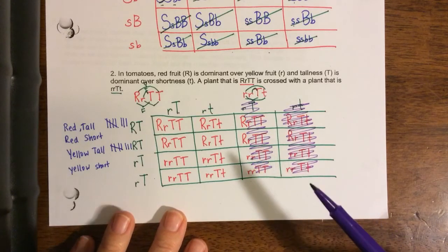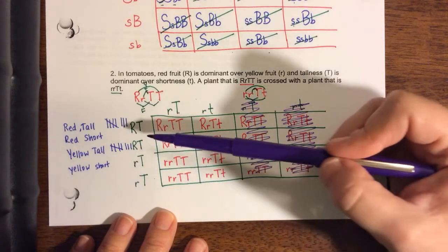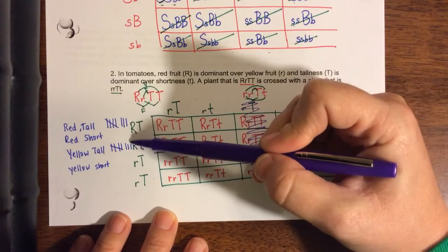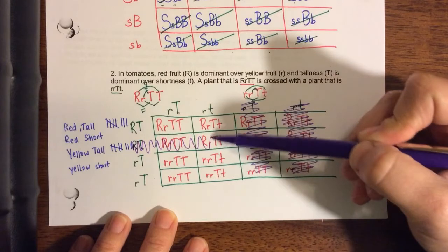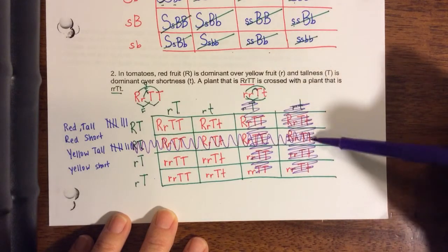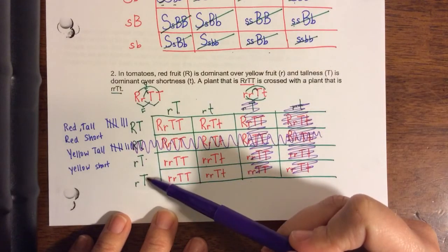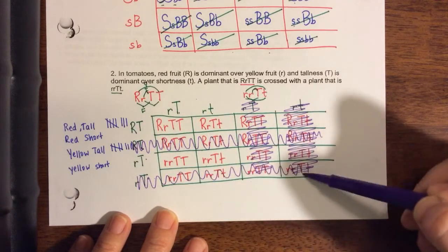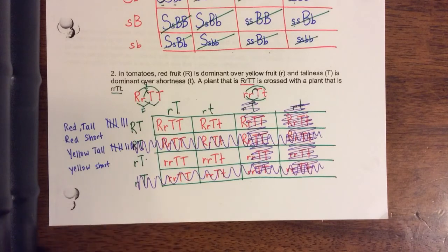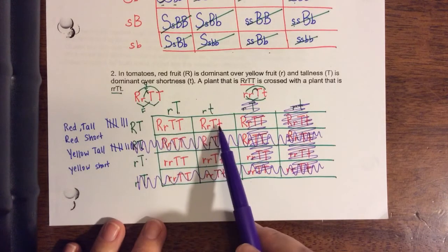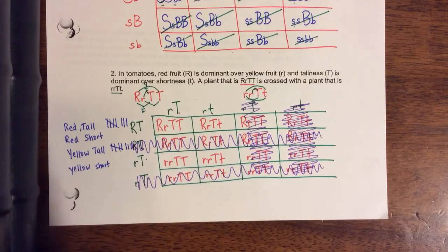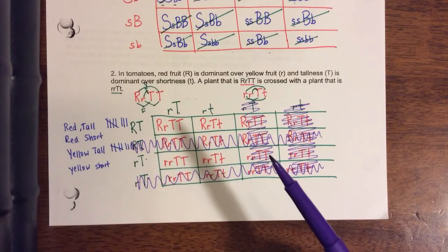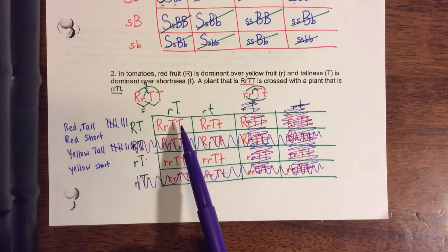Now I can do the same thing looking at the side. Notice that this and this are the same, so I could get rid of this entire row. And this, they're the same, so I can get rid of this entire row. I just took a thing that was 16 boxes and took it down to 4 boxes, and I still have the same exact results. I have 4 different genotypes here.